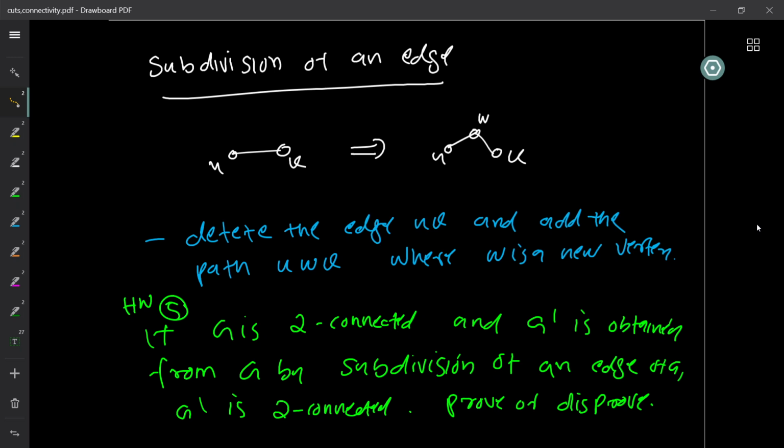Now, if you do this to an edge, what happens to the connectivity of the graph? So this homework says that if a graph G is two connected, and you take the graph G' obtained by subdividing an edge, then the new graph is also two connected. This is the statement. Now you can either prove or disprove it. So take a graph, pick any edge, subdivide it, and then you get a new graph, and see whether this graph retains the two connectivity of the original graph.